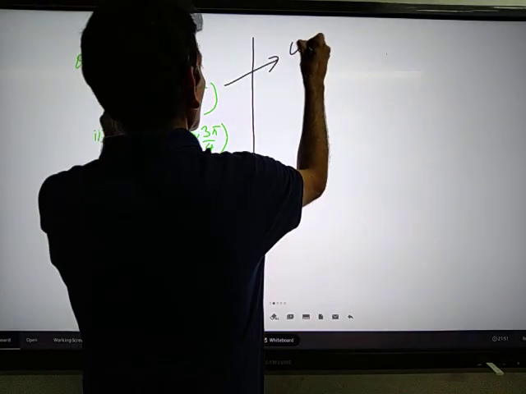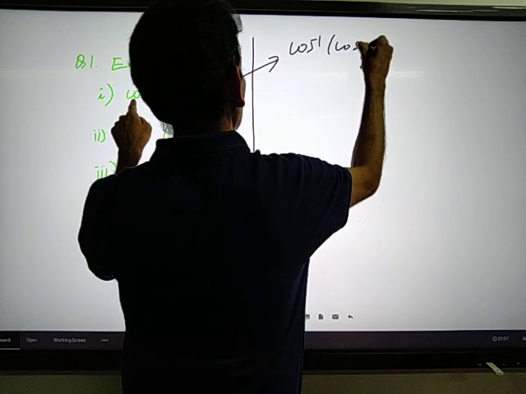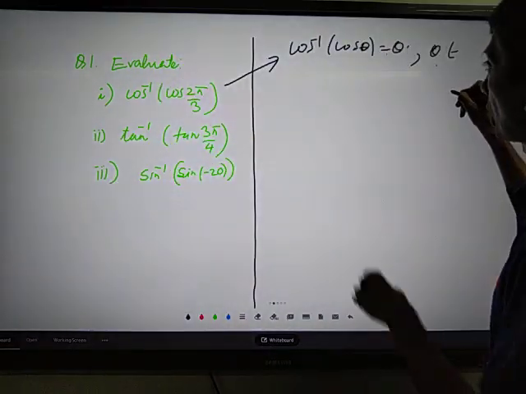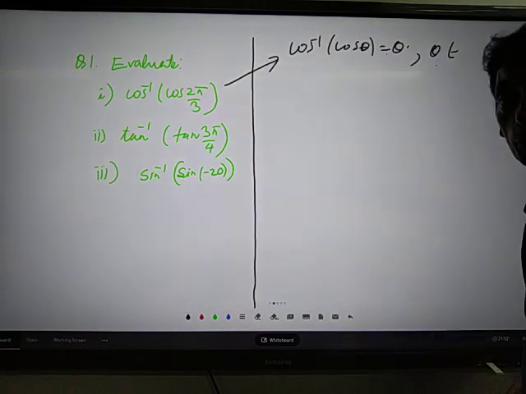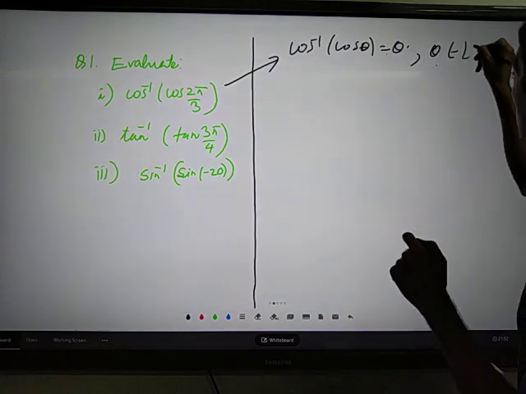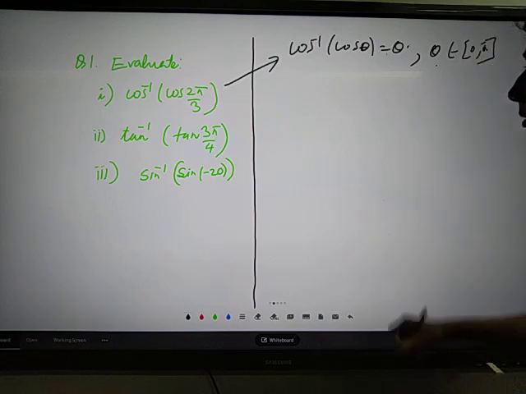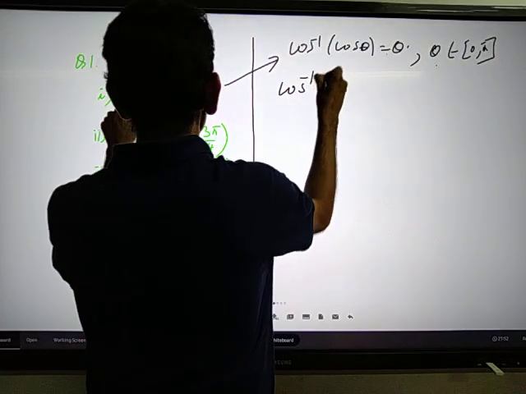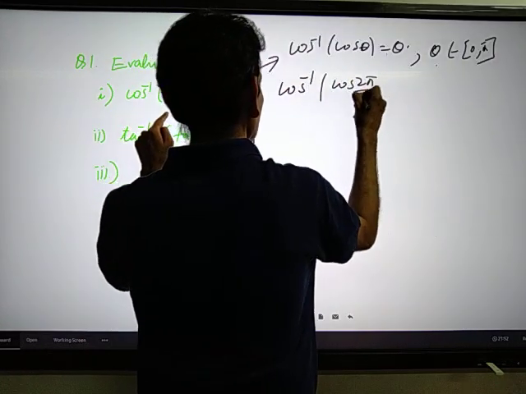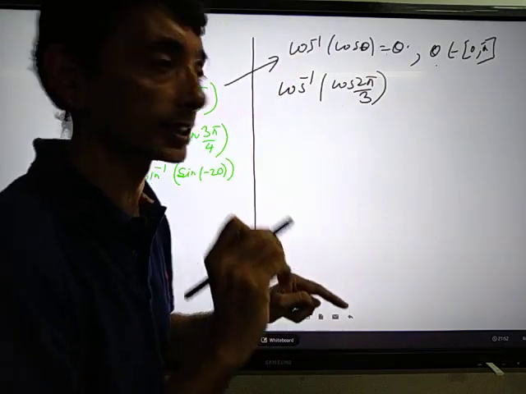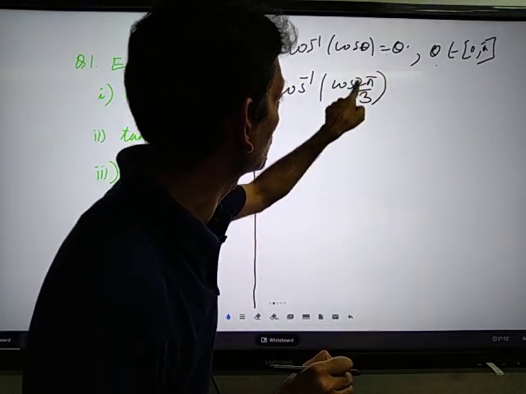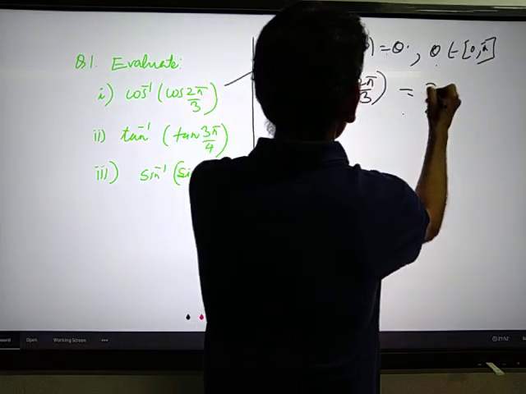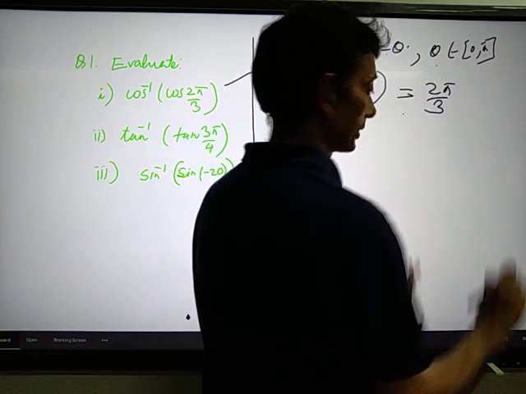Now we know that cos inverse cos theta equals theta, if theta belongs to what? 0 to pi. Therefore, for cos inverse cos 2 pi by 3, the most important thing is to check that 2 pi by 3 obviously lies between 0 and pi. Therefore cos inverse cos theta is equal to theta. So it is your direct answer.